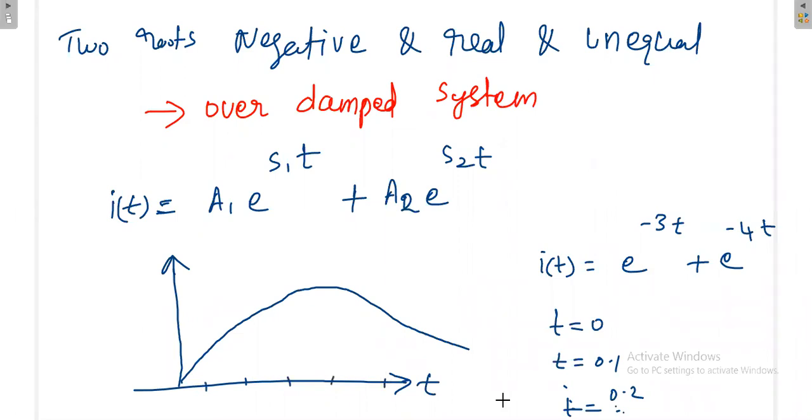Tomorrow all of you have to do this. You take the equation, and with the help of a calculator you can do it. When e power minus 3t, you put t as 0.1, then e power minus 0.3, and from the calculator you see what the answer is. Then finally you draw this graph.